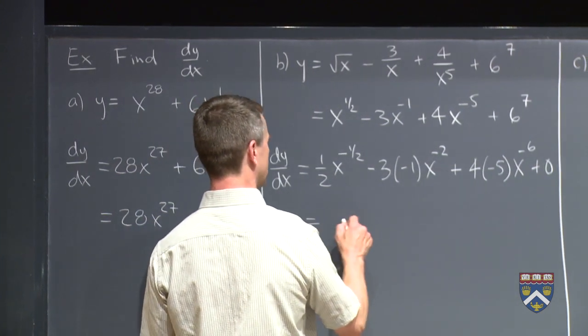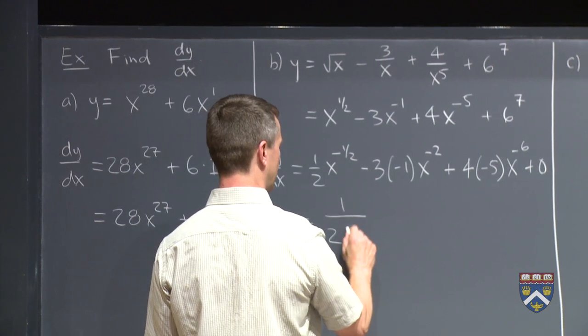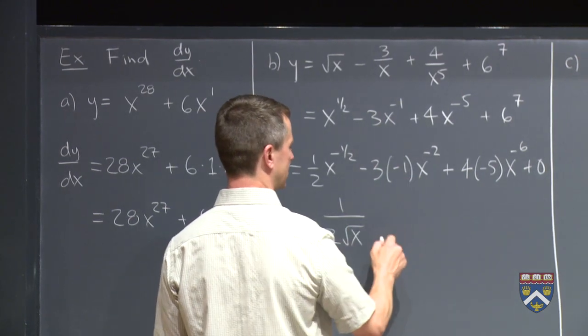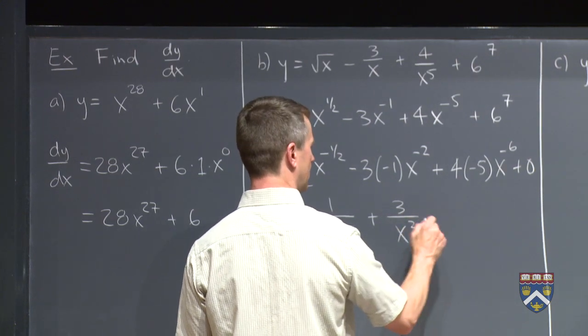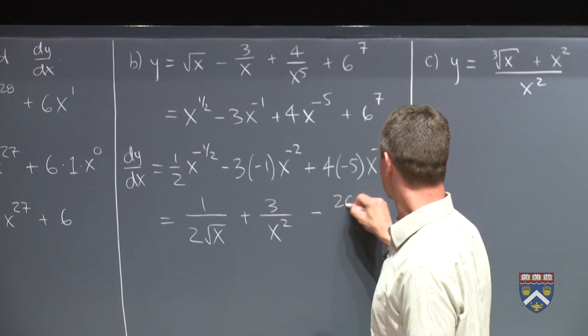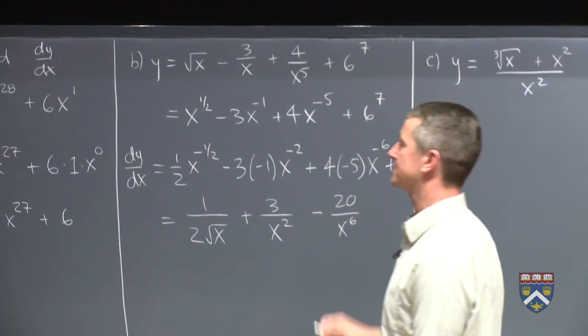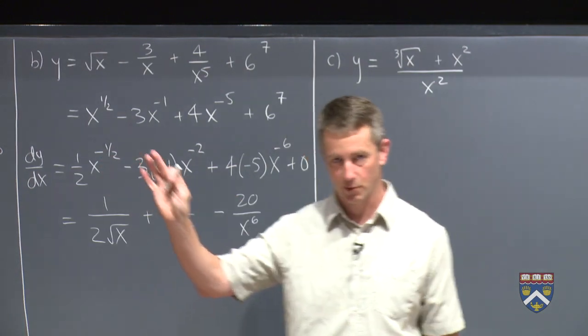I'm just going to clean this up a little bit. So this I can put the x to the 1/2 on the bottom as a square root. Here I can combine the two negatives into a positive over x squared. And here we can put this minus 20 over x to the 6th. Just makes it look a little bit nicer, but you don't need to do that. If you had written it like this, full credit. That's fine.